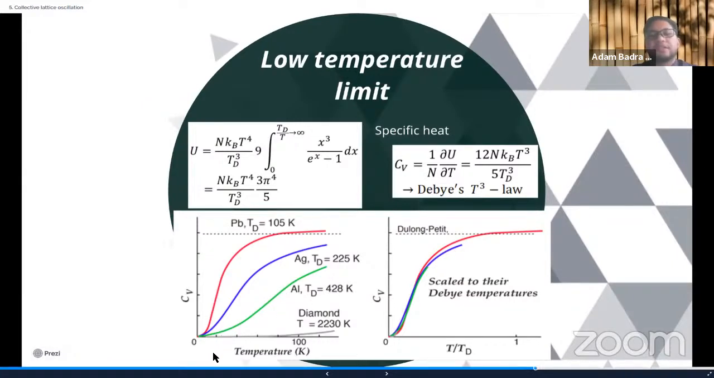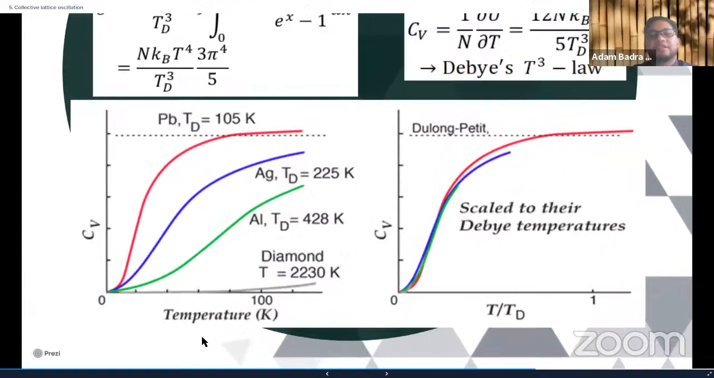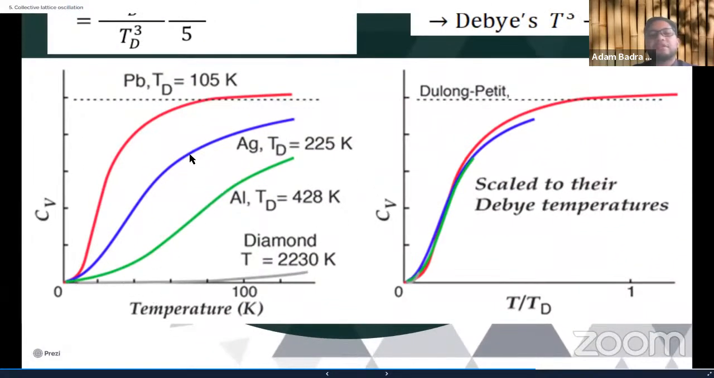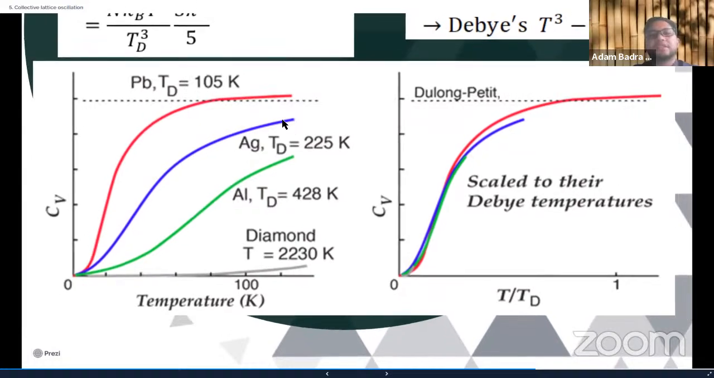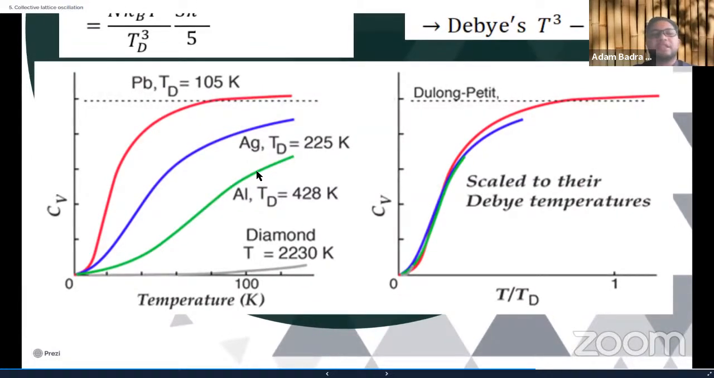If we plot the graph for each material of the solid, we find that this red figure is Pb, this is Ag, Al. We can characterize that using the Debye temperature, θ_D, which characterizes each material. From fitting, we can find that θ_D is 105 for lead, 225 for silver, 428 for aluminum, and diamond is something like this.